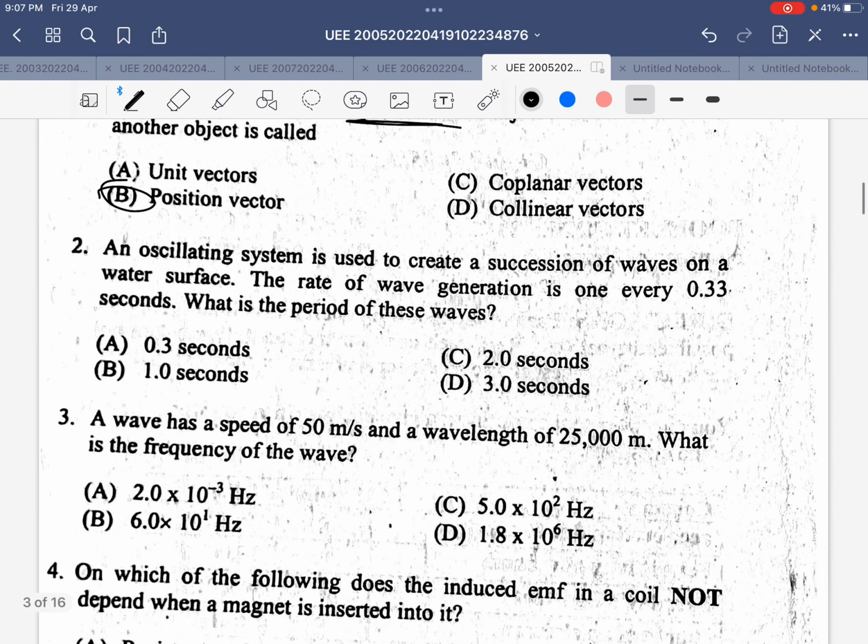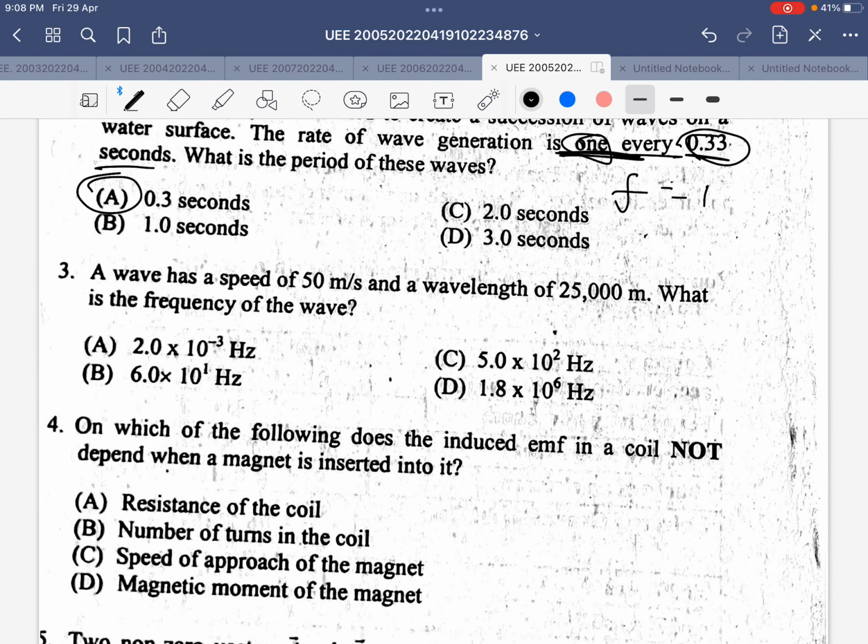Question number 2. An oscillating system is used to create a succession of waves on a water surface. The rate of wave generation is 1 every 0.33 seconds. What is the period of these waves? The rate of wave generation is 1 every 0.33 seconds. 1 is the frequency and the time is 0.33 seconds. Therefore, it is a direct question, no need of calculation. It is A.